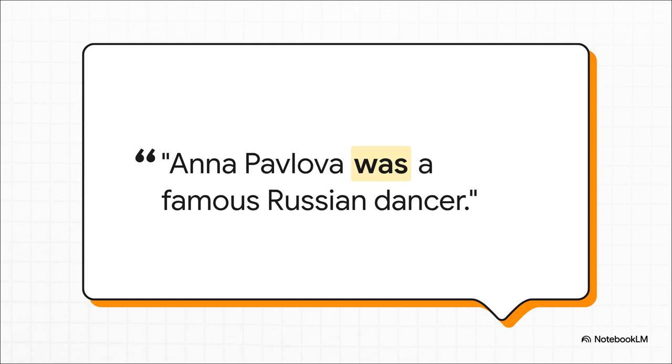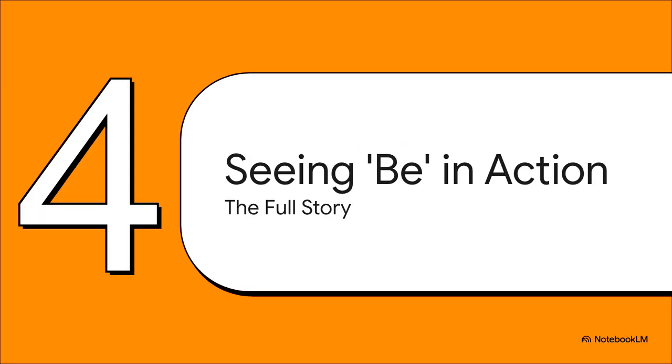And number 3, description. This is a great one because it's in the past tense. Anna Pavlova was a famous Russian dancer. That word was is describing who she was, what her profession was, all in the past. Okay, we've gone over the rules. Now for the really cool part. Let's see how all of this comes together in an actual story by listening in on John and Anna Jackson.